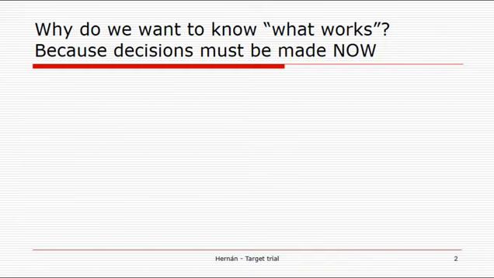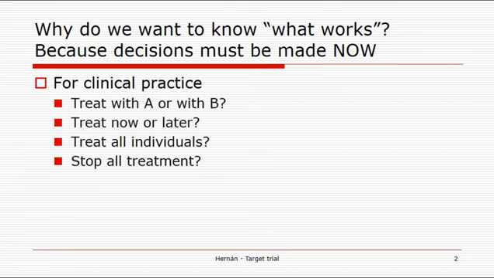So the first question, of course, is why do we want to know what works? And the answer is obvious. We want to know what works because we have to make decisions. And those decisions have to be made now, so we do research for that. In medical research, we ask questions like, which treatment should we use for these patients? Should we treat with A or with B? Should we treat now or later? Should we switch at some point to a more effective treatment or not? Should we treat everybody or just some people at a given time, etc.?